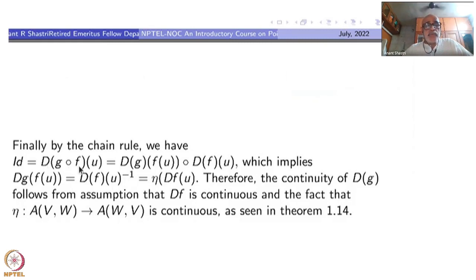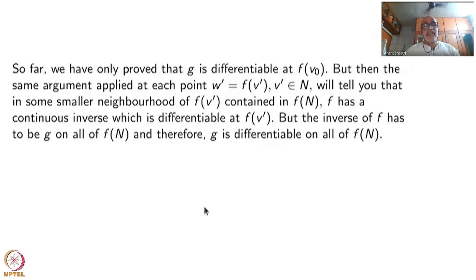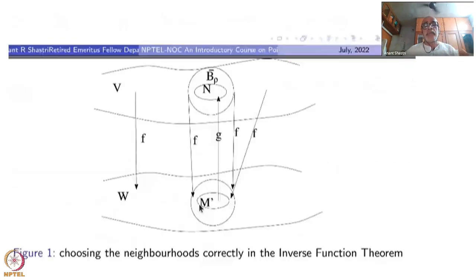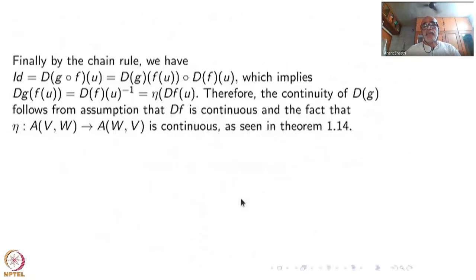But this is also true if you take D of (F composite g), since F composite g is also the identity. So it's both ways. Therefore, one is the inverse of the other. Taking the inverse is itself a continuous operation. Therefore, we have that Dg is a continuous function. So that completes the argument, completes the proofs of all the assertions of the inverse function theorem. So Theorem 1.14 is proved. So that's all for today. Let us stop here.